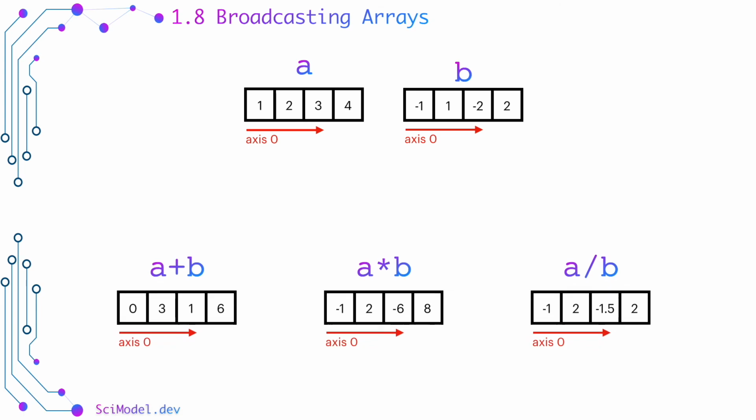NumPy allows you to do basic math operations on arrays. NumPy does mathematical operations element-wise, so for example, the first element in A will be added to first element in B, the second element in A will be added to second element in B, and so on.